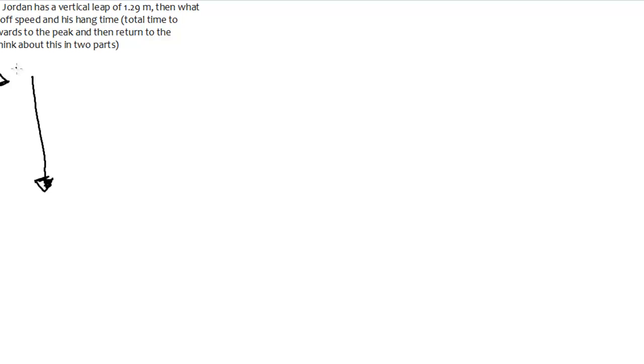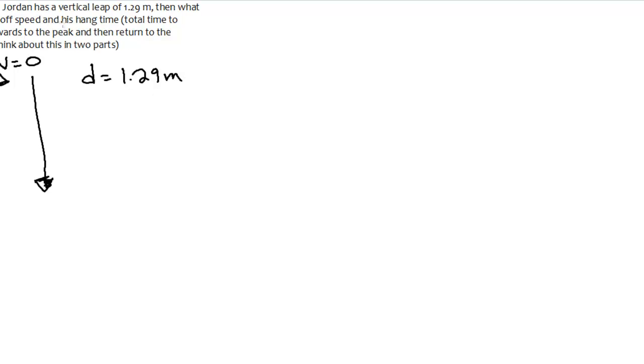Because we know something special about someone that's jumping. We know something that particularly happens right here at the top of their jump. And we know that the velocity at the top is going to be 0. So we can use this information to help us find one extra variable to figure out which equation to use. So if Michael Jordan has a vertical leap of 1.29 meters, that means he can jump up 1.29 meters. So that's going to be our distance, or our displacement.